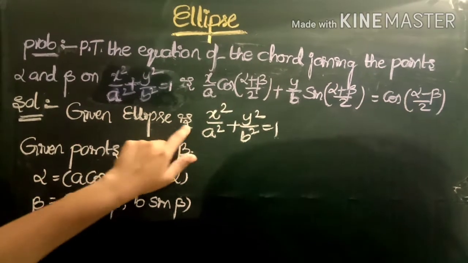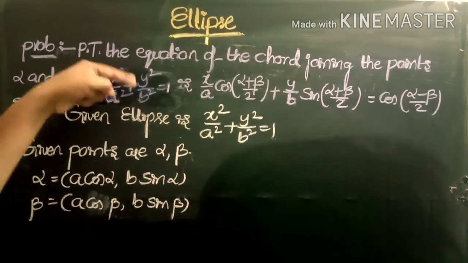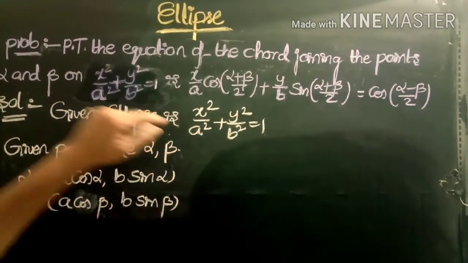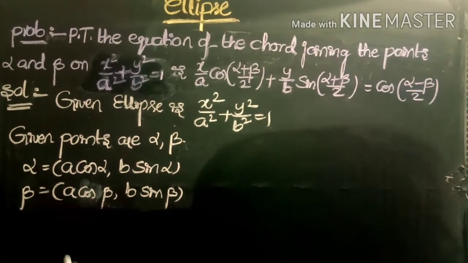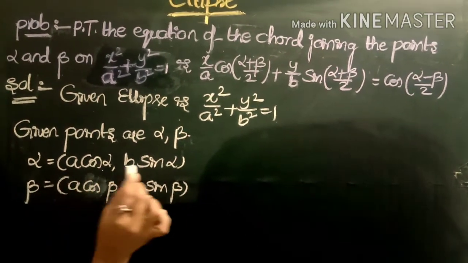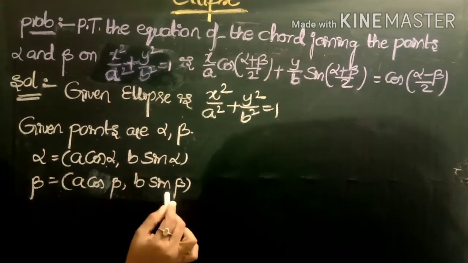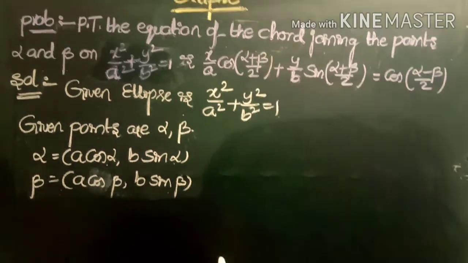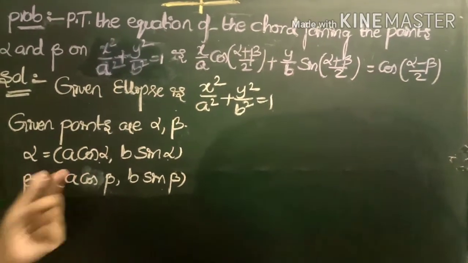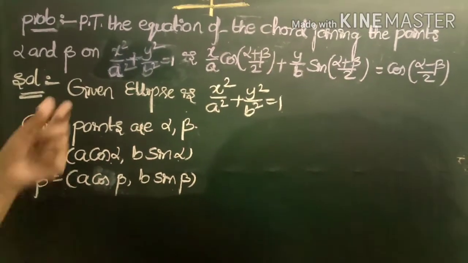So first we find the slope value, and next we find the equation of the chord. First we write the given ellipse here. The given ellipse is x square by a square plus y square by b square is equal to 1, and two points are given, which are alpha, beta. So we are taking these two points as a cos alpha, b sin alpha and a cos beta, b sin beta. Already we know that any point on the ellipse is taken in the form of a cos theta, b sin theta. So we are taking the points like that. Now what is the equation of the chord?